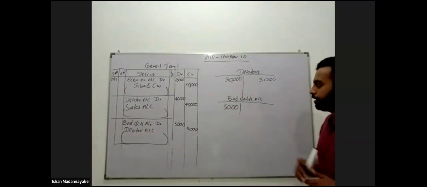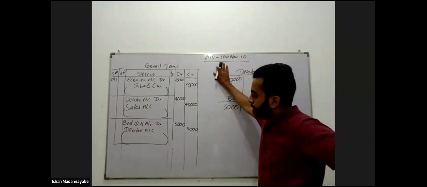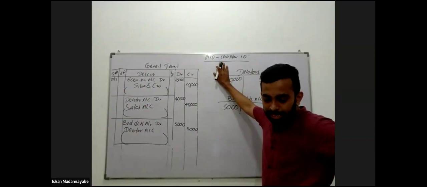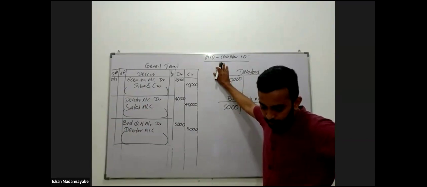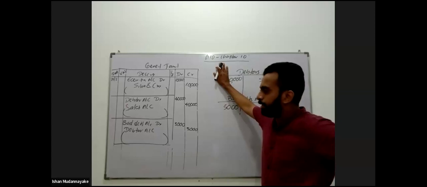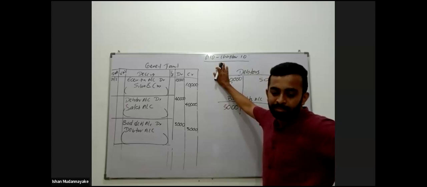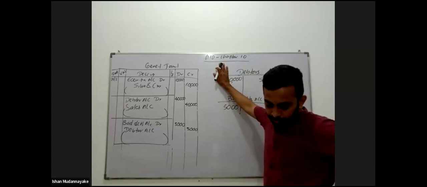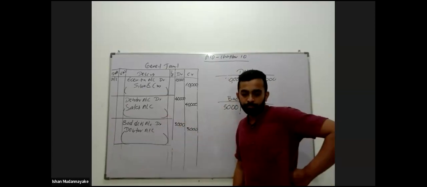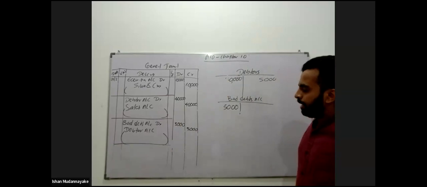How to write the narration? Write off 5,000 from debtors as bad debts. Oh, bad debts written off 5,000. I have the same sentence, no issue. Bad debts written off 5,000.